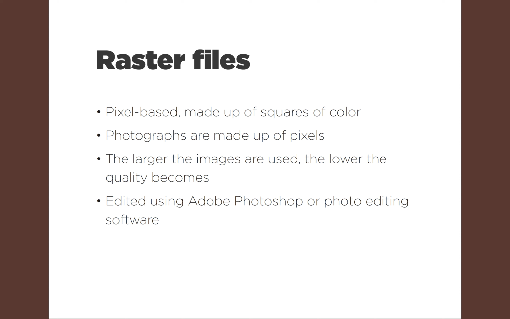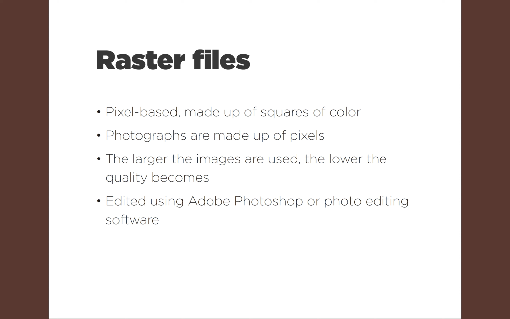Now, a raster file is going to be a pixel-based file, and it is made up of squares of color. And when you look at an image in Photoshop, you zoom in, and you can actually see all these pixels that are in that file that basically make up the entire content of the file. And each pixel is its own square of color. And in any given Photoshop file, all the pixels are going to be the same size, and each and every pixel will be its own specific color.